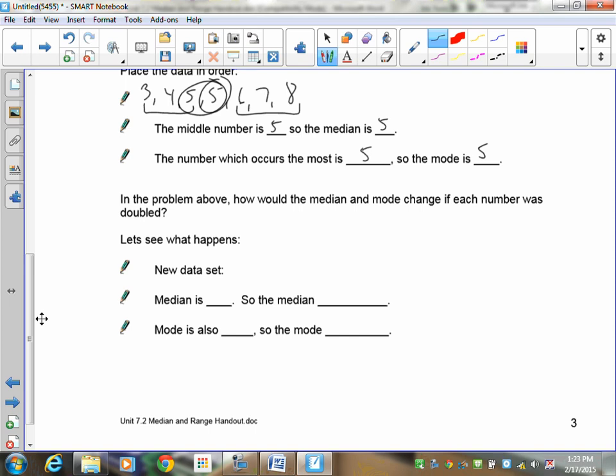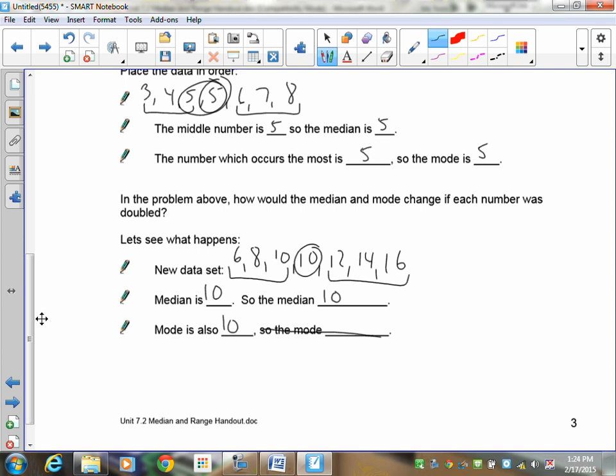Okay, if I double each number, the numbers now become 6, 8, 10, 10, 12, 14, and 16. I just went up to each one of those numbers and doubled them, multiplied them by 2. Now take a look. I still have 3 and 3, which means my median is 10. That's the middle number. Okay, so the median still is 10. The mode is also 10. It doesn't change also. Okay.